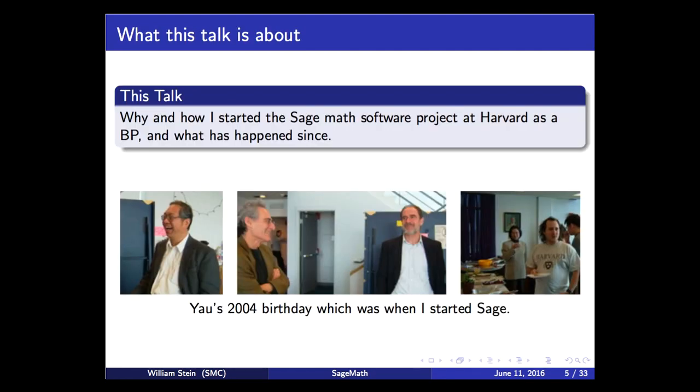So what this talk is about is why and how I started the Sage project at Harvard, and what's happened since. Here are some pictures from Yau's 2004 birthday of Yau and Barry and Dick and grad students and so on, and that's right about when I started writing a lot of Sage code.